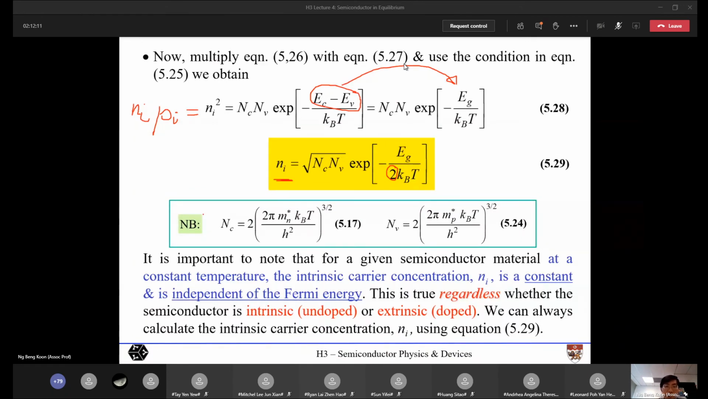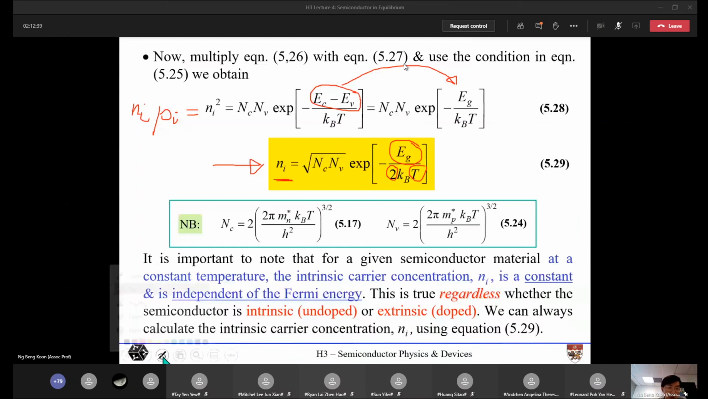Okay, so this expression here basically allows us to calculate the intrinsic carrier concentration in a pure semiconductor. And notice that it depends on temperature, right? There's still a dependence on temperature. And the other important parameter is the band gap, EG. It just depends on these two terms, the temperature and the band gap.